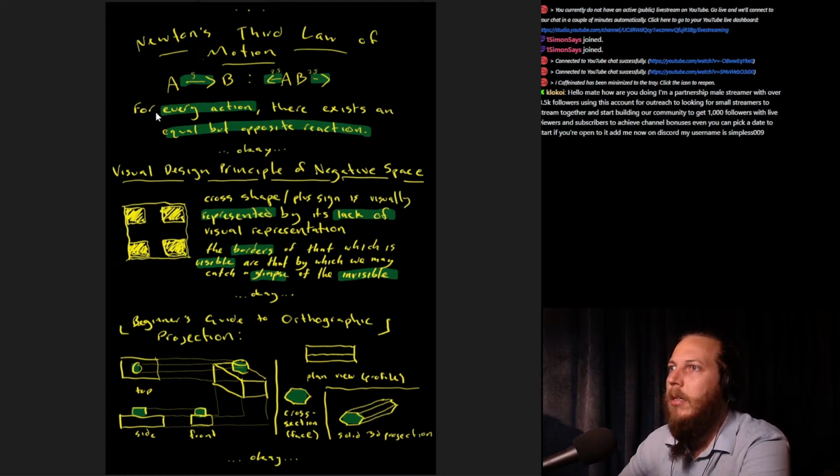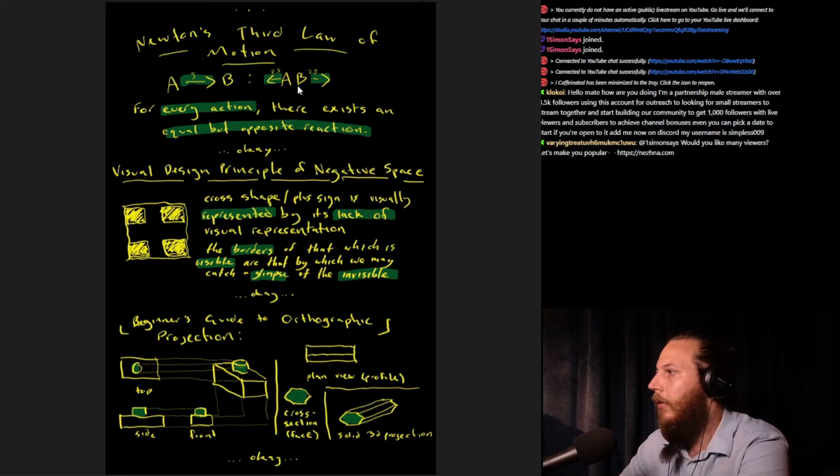There we are. So we've got A colliding into B at a rate of 5, and then A and B.